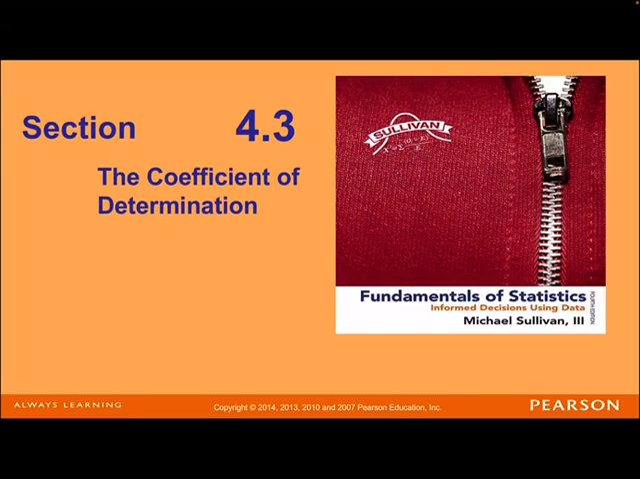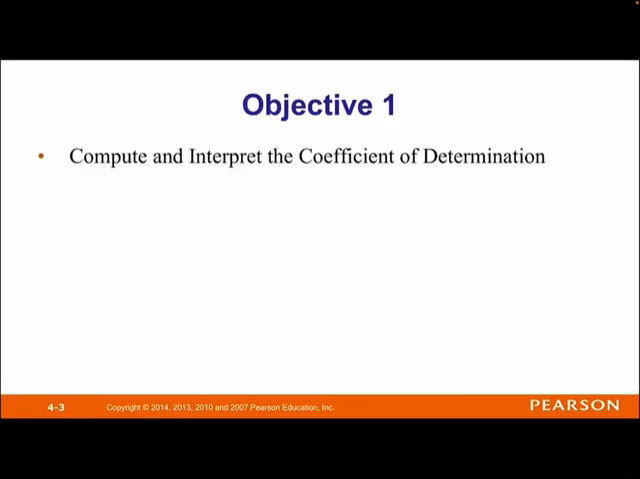So in this video, we're going to start talking about section 4.3, which is called the coefficient of determination. There's only one objective in this section, and it's to compute and interpret the coefficient of determination. This is probably all new stuff that you've never seen before, so we're going to take a couple days to get through it.